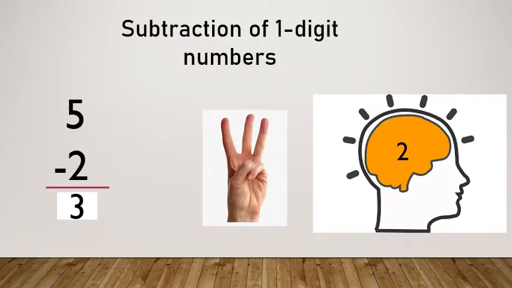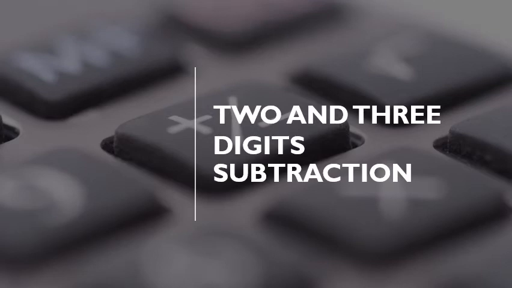In the previous video, we have learned subtraction of one-digit numbers. We have learned subtraction on fingers and mind. Let's revise quickly. Suppose we have to subtract 2 from 5. Then 2 is smaller than 5. So we keep 2 in our mind and after that we start counting till 5. So 3 fingers. So answer will be 3. So let's learn how to subtract 2 and 3 digit numbers.